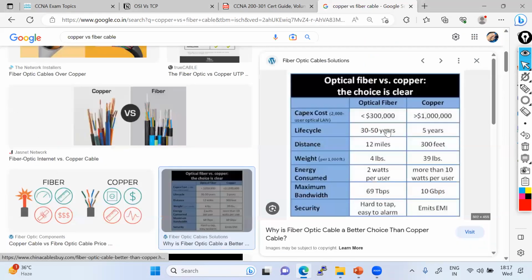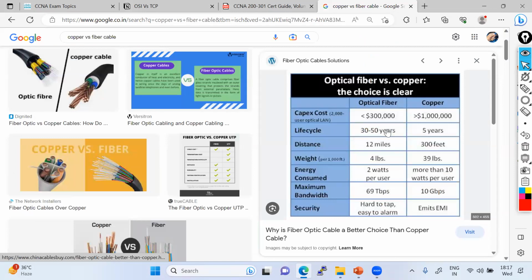So copper is always cheaper, right? It's cheaper, but you can see copper supports very little distance. It's 30 feet, not 12 miles or more, right? It can go 10 Gbps, and even 100 Gbps if you have the latest devices, 30 Gbps, 40 Gbps.